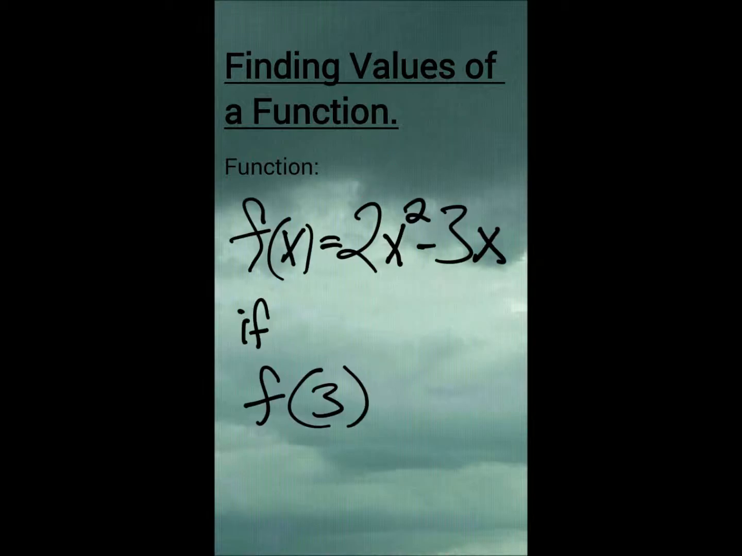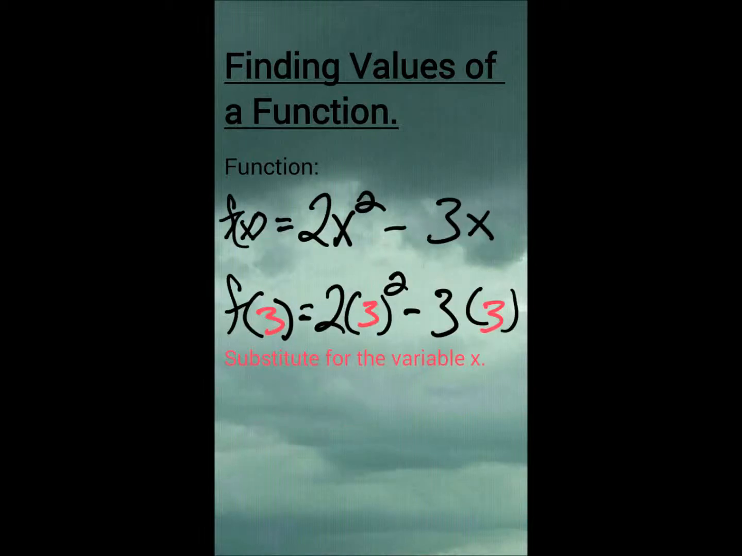Let's evaluate a few functions. Function is written as an italicized lowercase f. f of x equals 2x squared minus 3x. Let's find the value of f of 3. First thing we'll do is substitute for the variable x. f of 3 equals 2 times 3 squared minus 3 times 3. We get 18 minus 9, and we solve, equals 9.